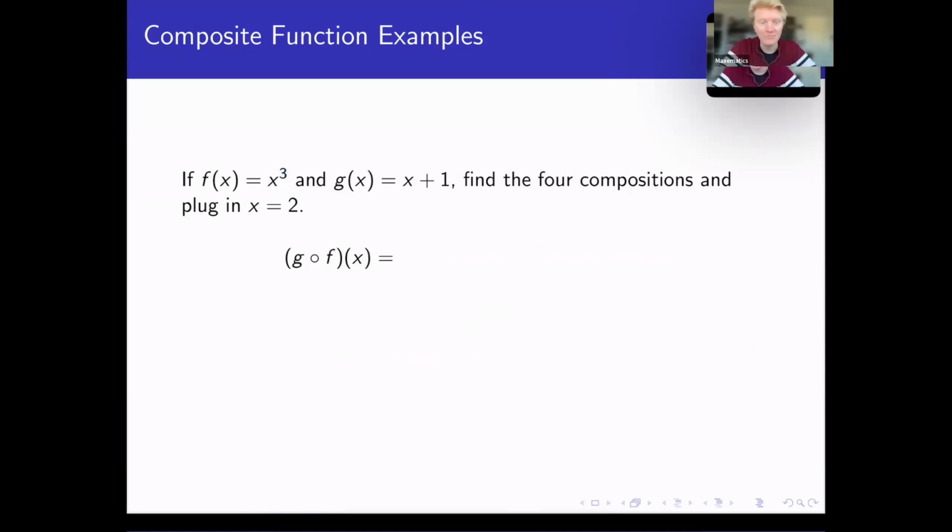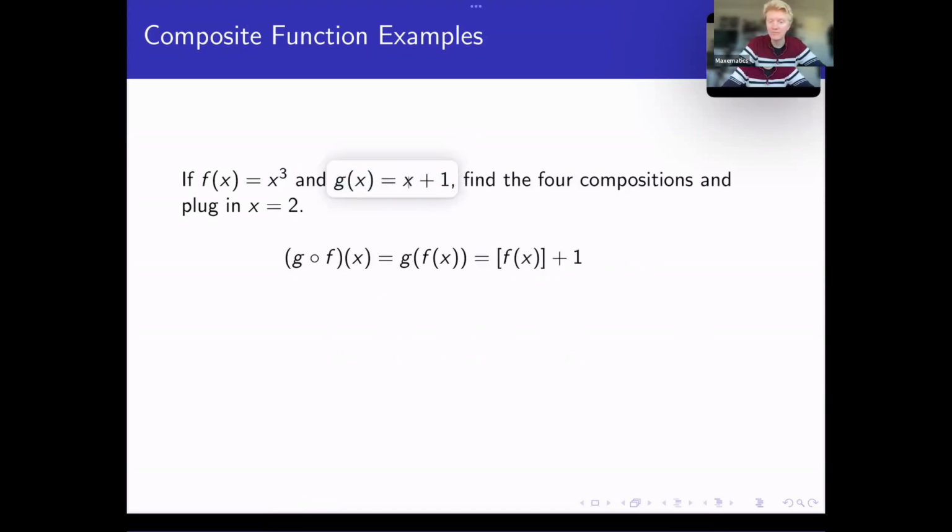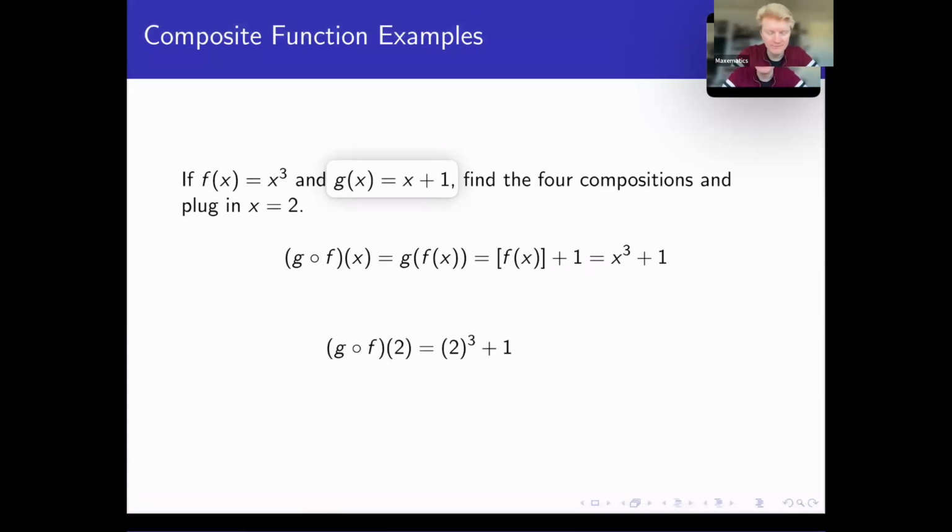Okay, g of f of x says take g of x, plug in f of x. Well, if this was g of potato, wherever we see x, we would write potato, but now we have g of f of x. So wherever we see x, we're going to write f of x. Okay, well, f of x plus 1, but we have a definition for f of x. F of x is x cubed. Okay, well, x cubed plus 1, now we plug in 2, and we get 8 plus 1, which is 9.